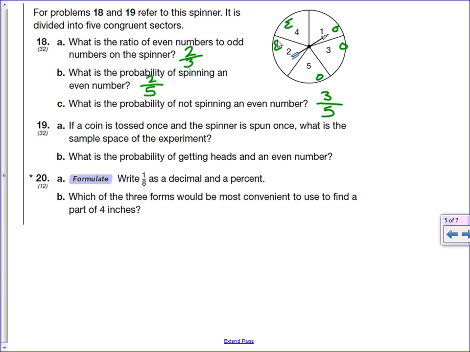If a coin is tossed once and the spinner is spun once, what is the sample space of the experiment? So the first thing that we do is we flip a coin, and the options for that are either heads or tails. The second thing that we do is we spin the spinner. And so the options on that are 1, 2, 3, 4, or 5.